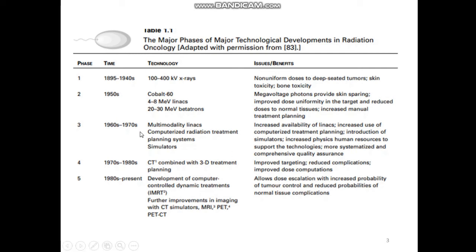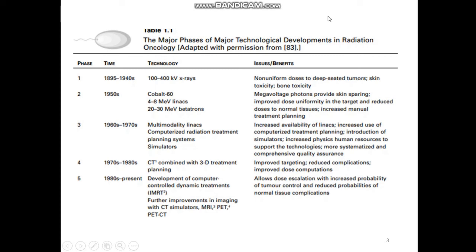And the next phase begins from 1970s to 1980s. Important technology is computer tomography combined with three-dimensional treatment planning. Important issues are improved targeting, reduced complications, and improved dose computations.